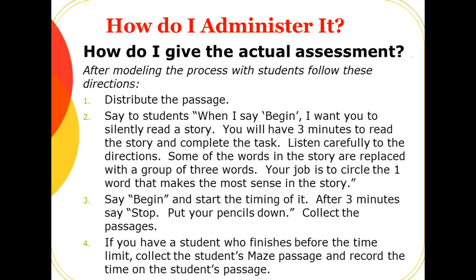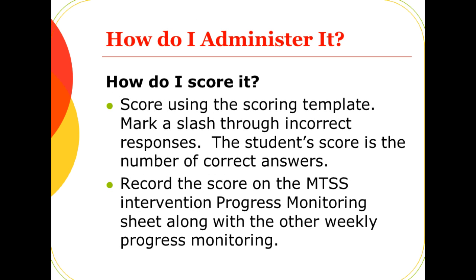If you have a student who finishes before the time limit, collect the student's maze passage and record the student's time on the student passage. How do I score it? You're going to score it using the scoring template. You mark a slash through any incorrect responses, and the student scores the number of correct answers. So when I say the scoring template, that means the answer key. You've got the student piece that the student marks their answers on, and then there's another one where out of the 3 choices, 1 is bolded, and so you will know that's the correct one.